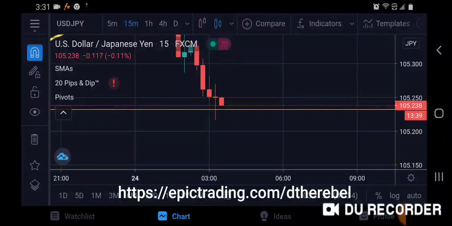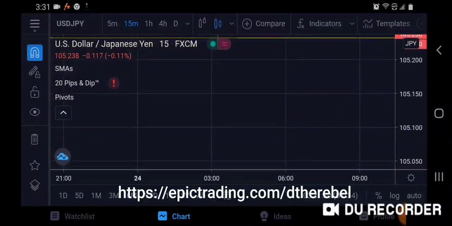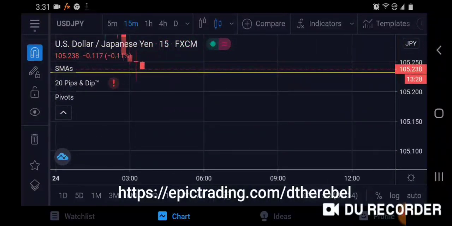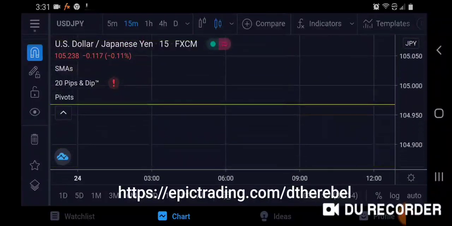So this is one that I would be watching very close to see if it breaks that limit. And once it breaks, say it breaks that position, right now it's very, very close to the 105.23 area. So we're looking for a drop at 105.23.